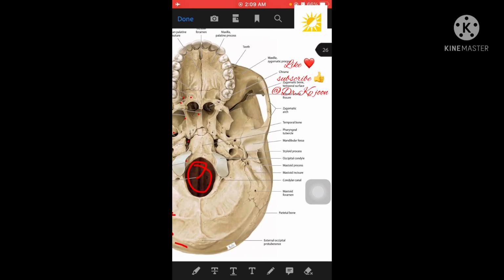See the lateral side. Its external occipital protuberance, its parietal bone, its mastoid foramen, its condylar canal, its mastoid notch, its mastoid process, its occipital condyle, its styloid process, its mandibular fossa, its pharyngeal tubercle, its temporal bone, its zygomatic arch, its inferior orbital fissure, its zygomatic bone, its concha. This is concha. Its maxilla zygomatic process, and these are teeth, and maxilla palatine process here, and its incisive foramen.